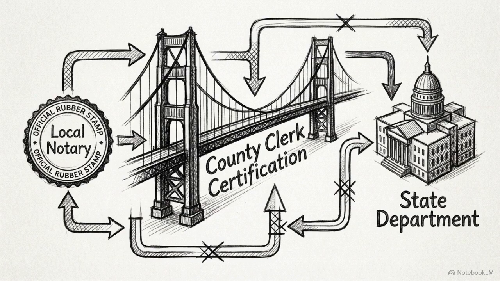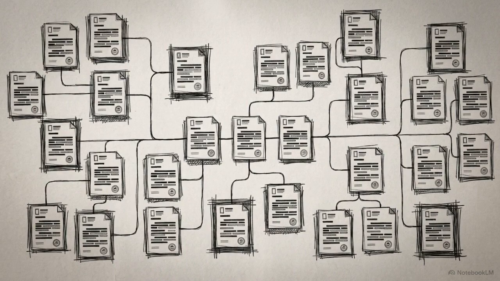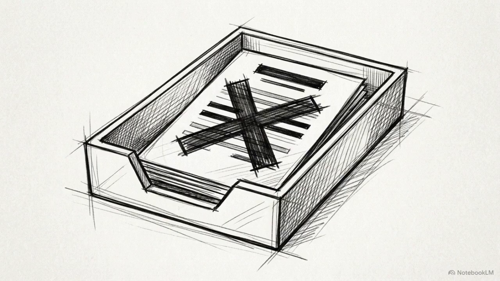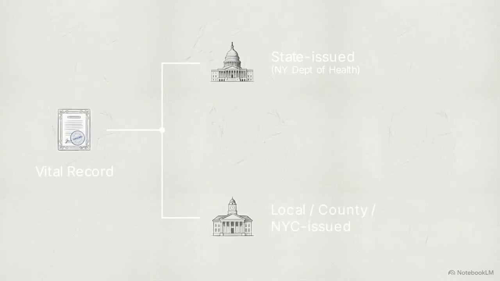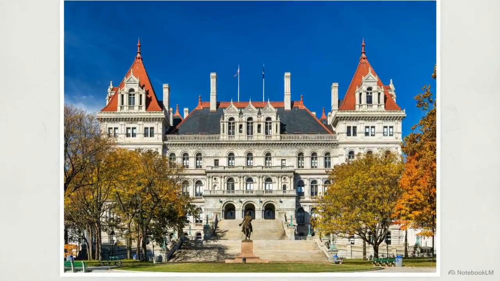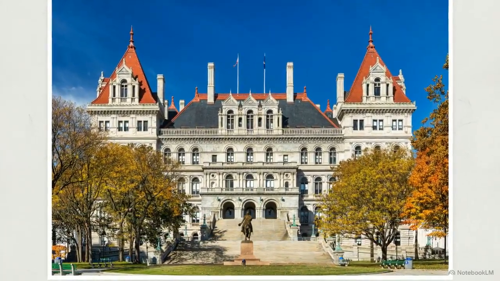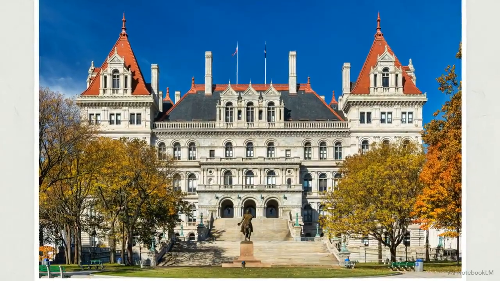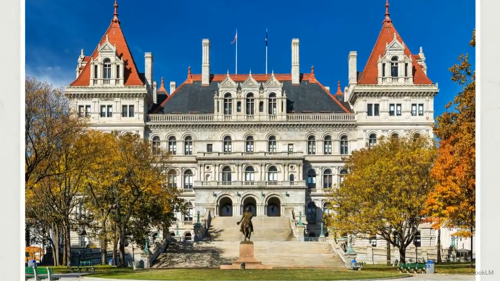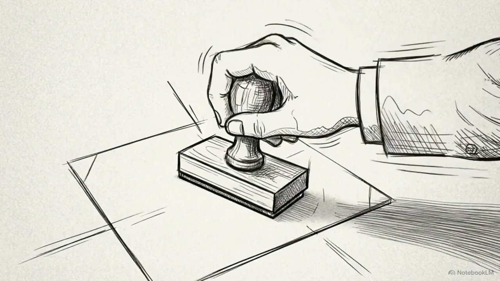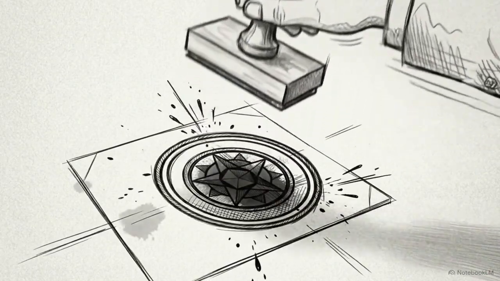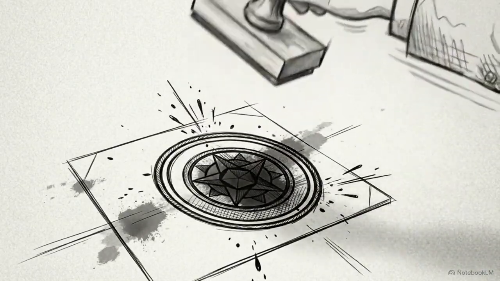the State Department. Path C deals with vital records: birth, death, and marriage certificates. Pay close attention, as these documents generate the highest volume of state rejections. You must first determine if the record is state-issued or local and county-issued. State-issued records, like those from the New York Department of Health, bypass the county clerk entirely. You submit these directly to the Department of State. However, local or county-issued vital records must go through county clerk certification before the state will accept them.